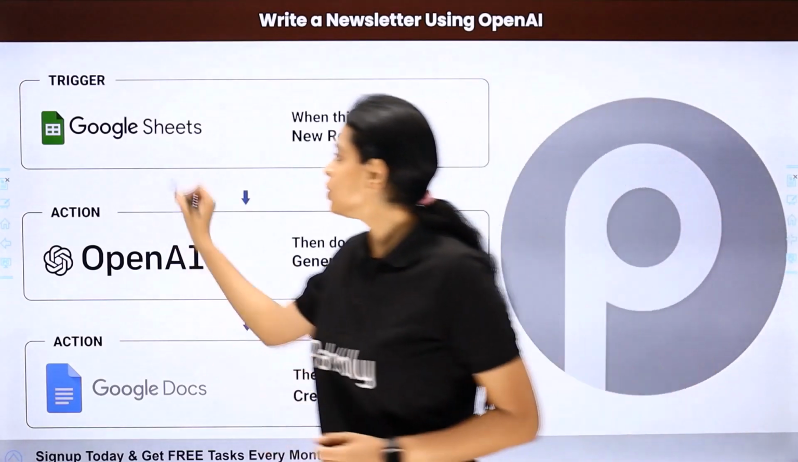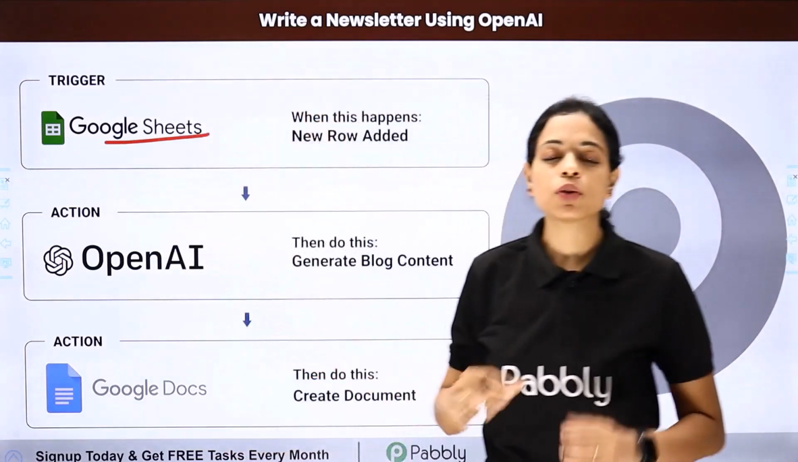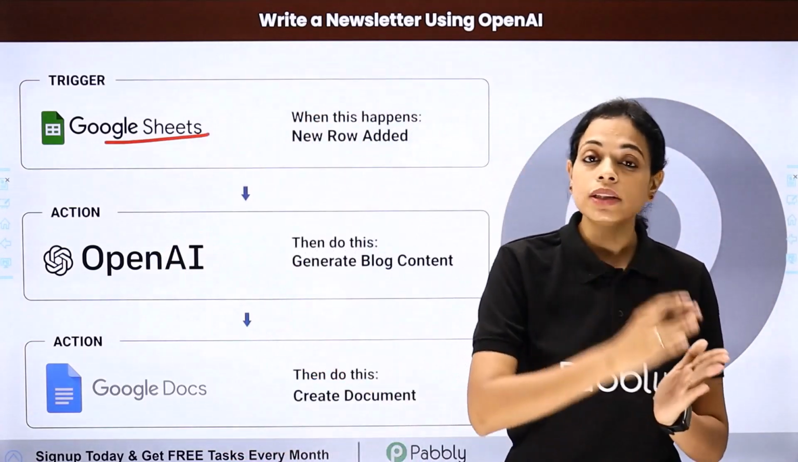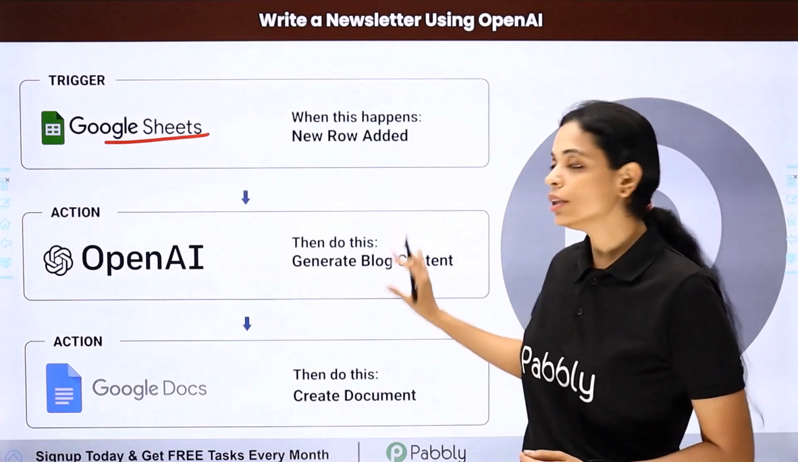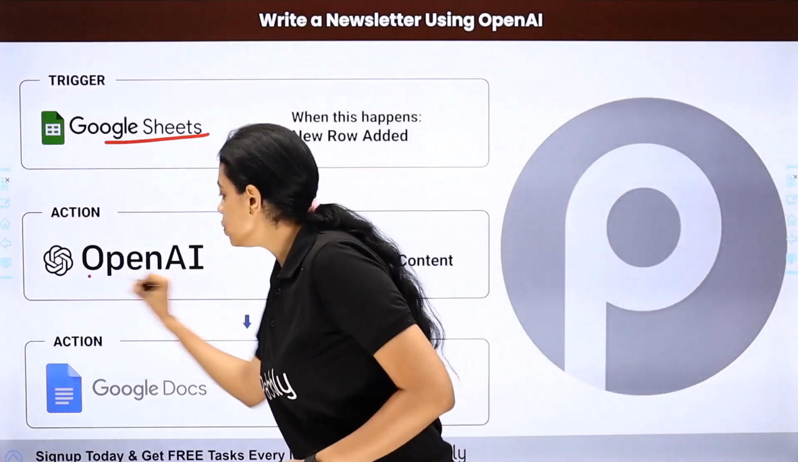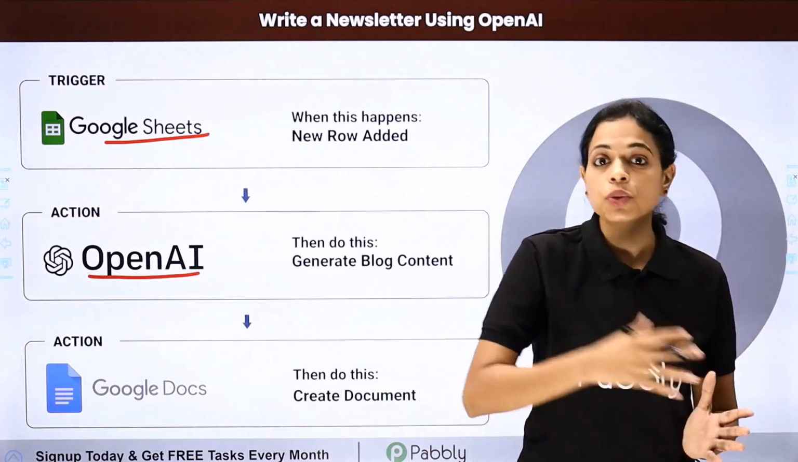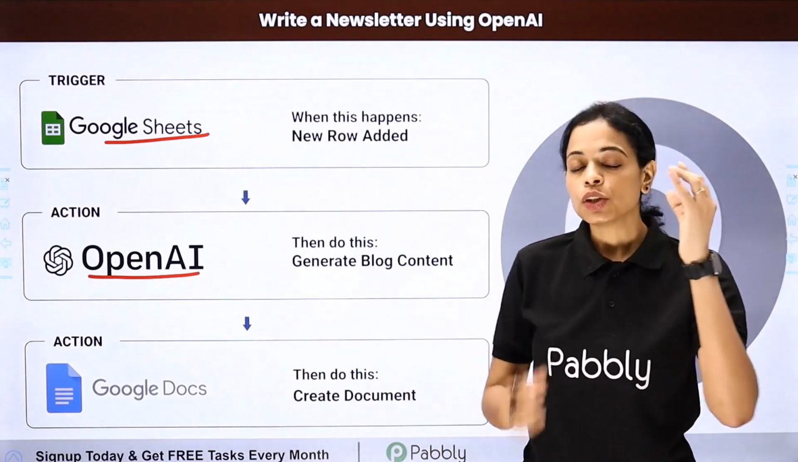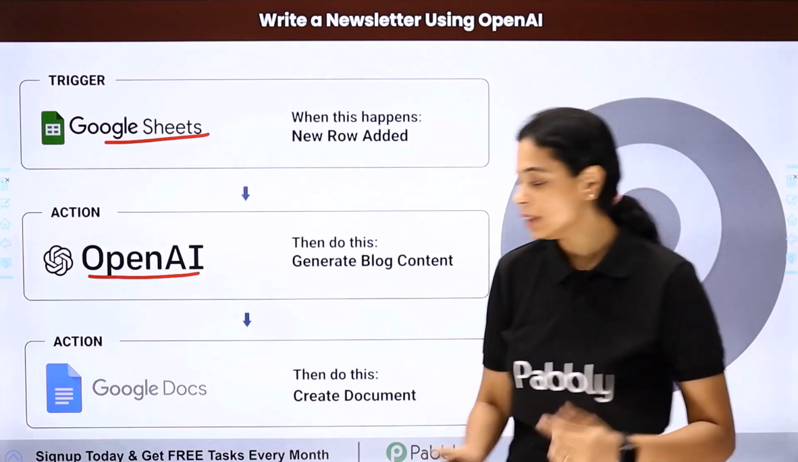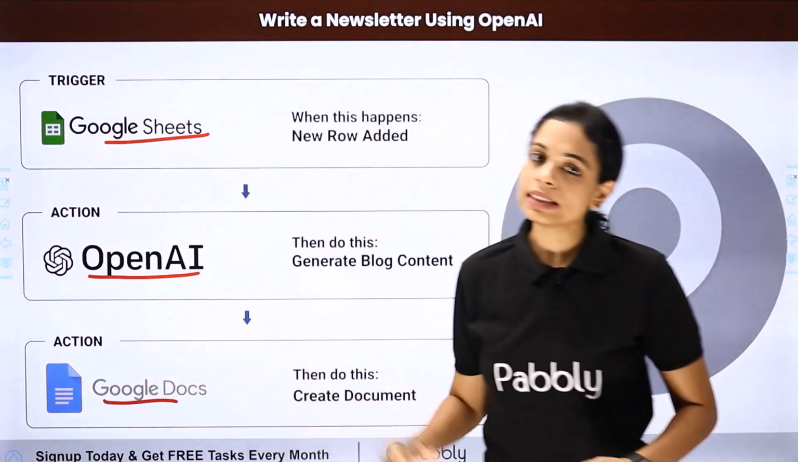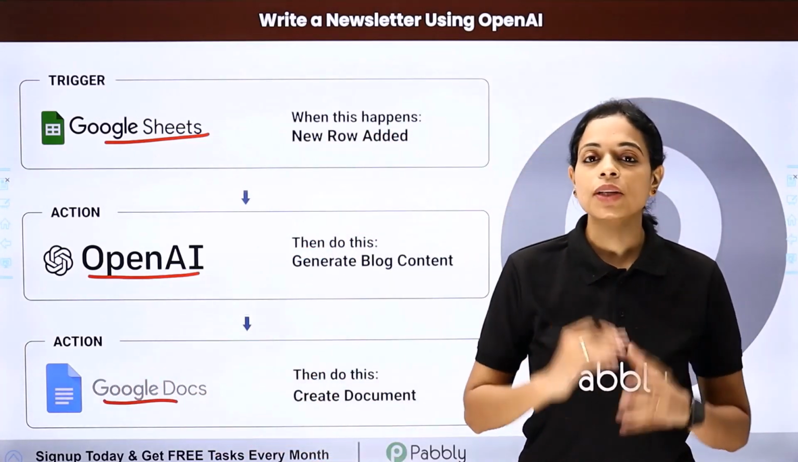So let's say that you are using Google Sheets, and in this sheet you have got various titles. With these titles, you want to create a newsletter. And for this, you are using OpenAI, which is an artificial intelligence software that helps you to create content. And then you want to create a document, Google Docs, and then save this data there. Now, how can you do that?